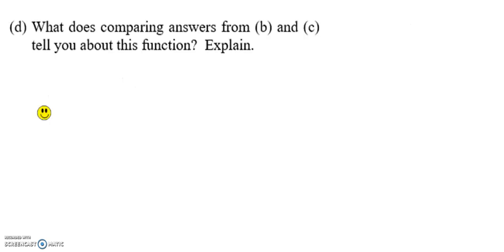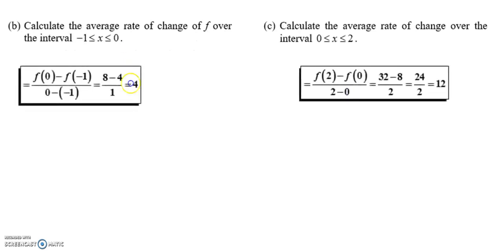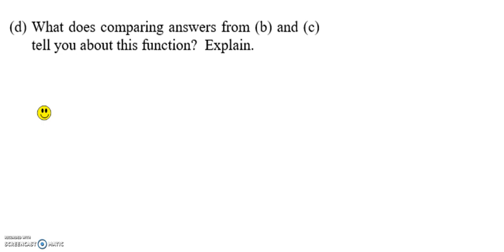Alright, what does comparing your answers from B to C explain about the function? So look at the answers from B to C. Notice, bring those back up, that you had an average rate of change of 4 and an average rate of change of 12. Do you know what that means? If you do, go ahead and write something in for D. If you're not sure, I'll show you in a minute.